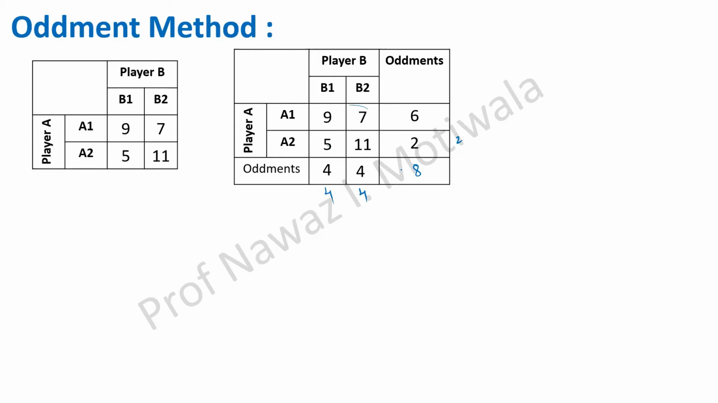Yes sir, got it. So here you can see that the column wise total and the row wise total, 6 plus 2 is 8, 4 plus 4 is 8. That means we can conclude from this that the total number of games played is 8. Yes or no?